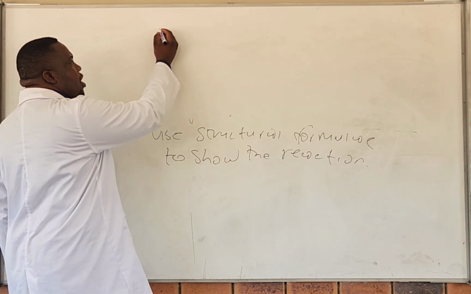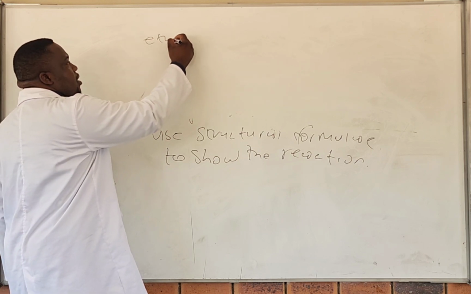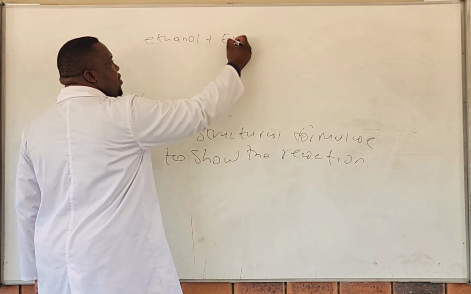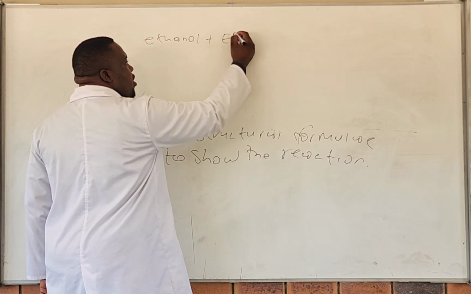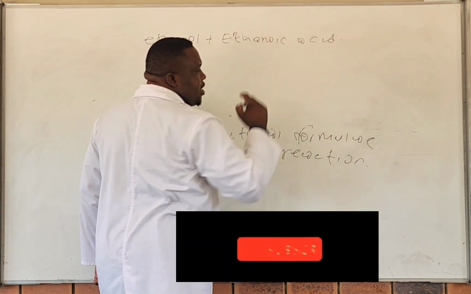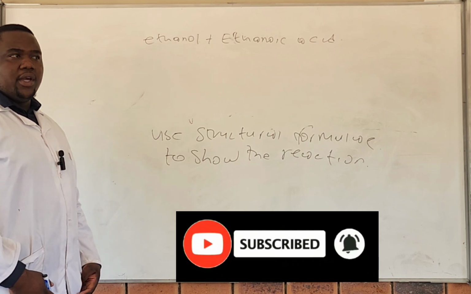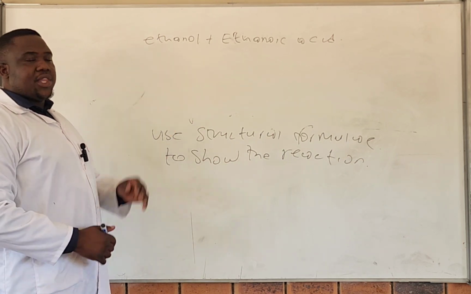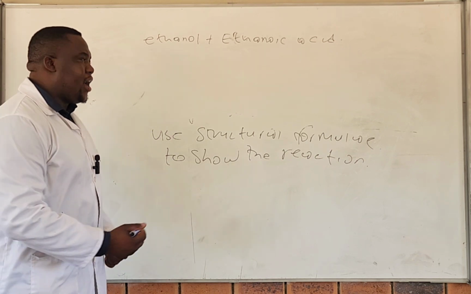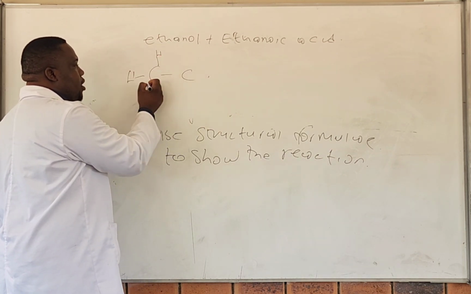So I'm going to react ethanol plus ethanoic acid. We want to see the type of ester that is going to be formed. Ethanol is an alcohol which has 2 carbons. Then let us have the structural formula.